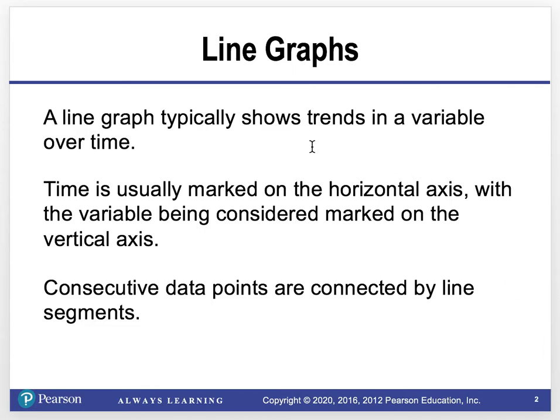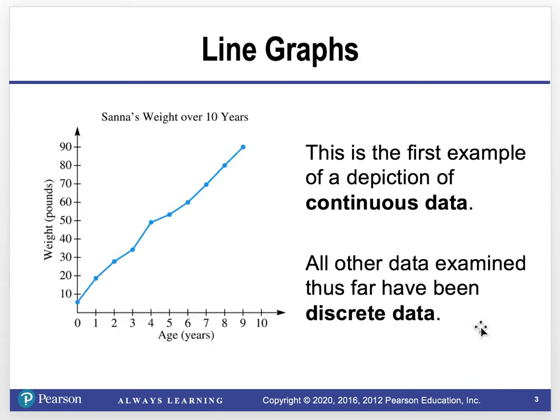So a line graph typically shows trends over time. Time is usually marked on the horizontal axis, and the variable being considered will be marked on the vertical axis. Consecutive data points are then connected by line segments. So here's an example of a line graph that's Sana's weight over 10 years.